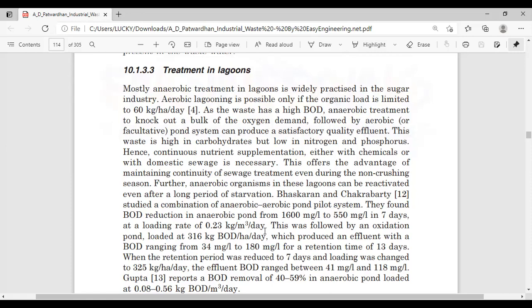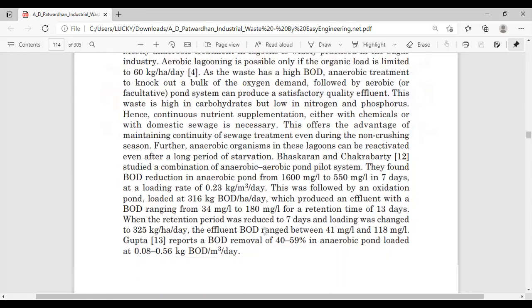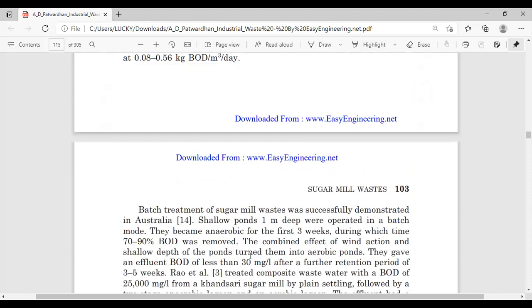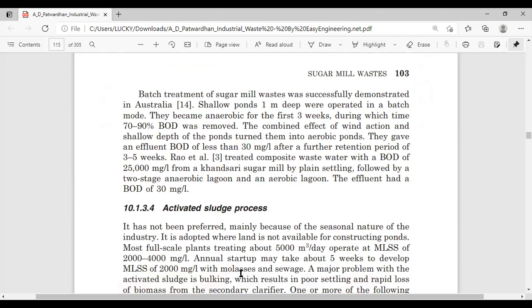When the retention period was reduced to 7 days and loading was changed to 325 kg per day, the effluent BOD ranged between 41 milligram per liter and 180 milligram per liter. Gupta reports a BOD removal of 40 to 50% in anaerobic pond loaded at 0.08 to 0.56 kg BOD per cubic meter per day, and batch treatment of sugar mill waste was successfully demonstrated in Australia.